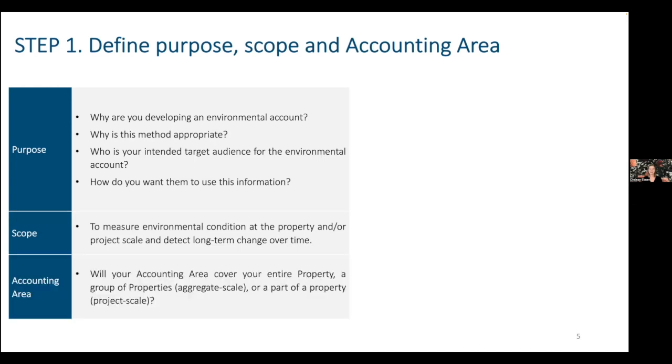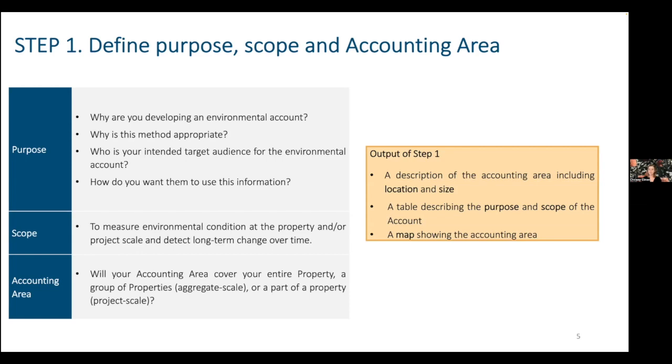And then finally, as part of the first step, you need to define your accounting area. So deciding where you actually want to define the boundaries of the environmental account. So that could cover your entire property. It could cover a group of properties, which is what we would call an aggregate scale, or it would cover part of a property. And that's what we would call a project scale. So for example, if you had a particular regeneration project and you just wanted to monitor the condition of that over time, then that would be a project scale account.